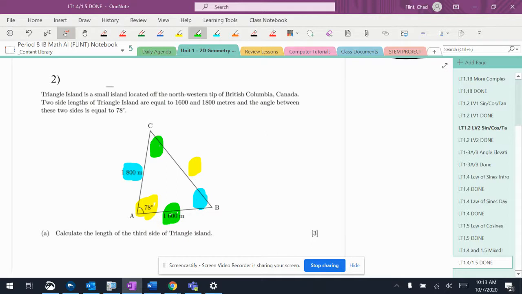So I've got that. It wants to know the third side. So it wants to know this. All right, again, I don't have a pair of greens or a pair of blues or a pair of yellows that I know both of the numbers. So I cannot use law of sines, which means this is a law of cosines. I am looking for the side. So I'm using the same formula I did for the first one if you watched that video.